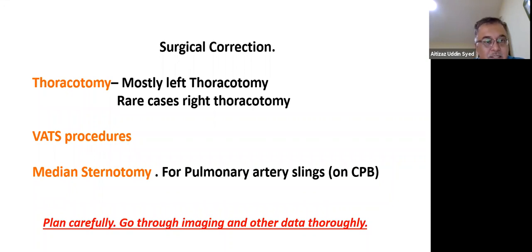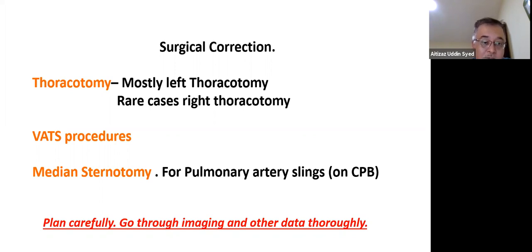Surgical correction, obviously, will depend on what you find. Mostly left thoracotomy is done. In rare cases where the arch is on the right side and also the sling or the ring is more toward the right side, you might need to do a right thoracotomy, but that's rare. Most of the things are done by the left thoracotomy. VATS procedures are done, even for the double aortic arches. Centers which have the expertise can do it with VATS with probably less morbidity.